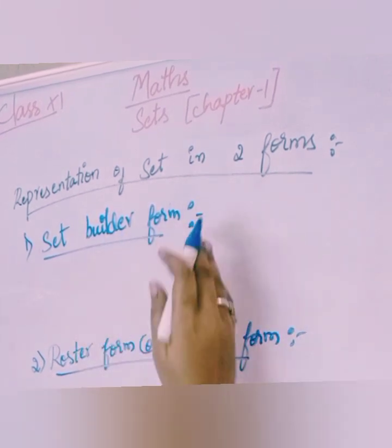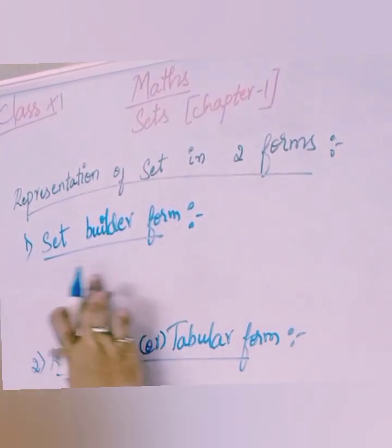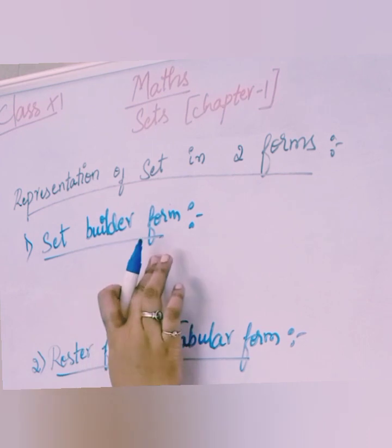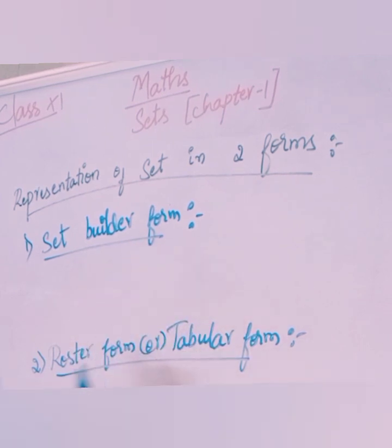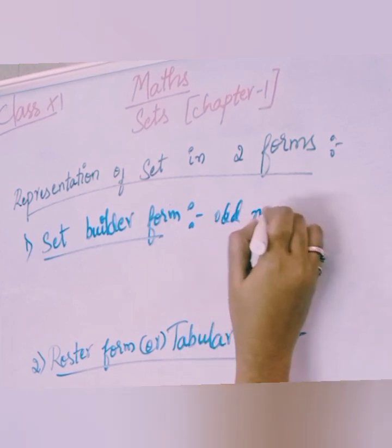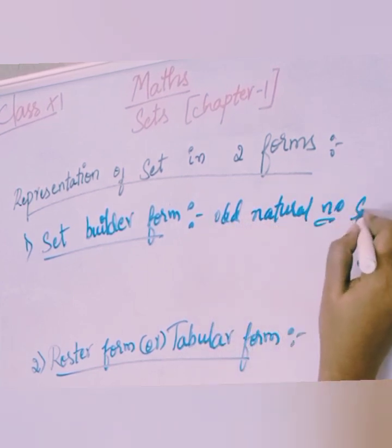So what is set builder form? If you need to represent any set, you will be writing one statement. That one we'll say is set builder. For example, before that I gave examples for sets, that is the set of odd natural numbers smaller than 10, or the solution of x square is equals to 4. That one we'll say is set builder. But here we have something slightly different. Now when I said odd natural numbers smaller than 10.